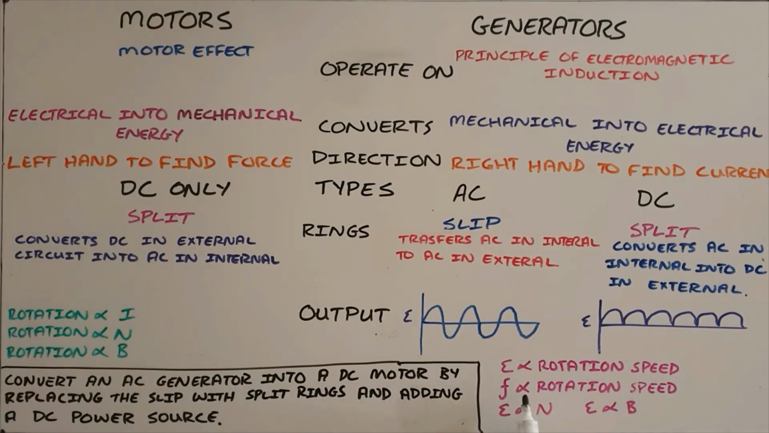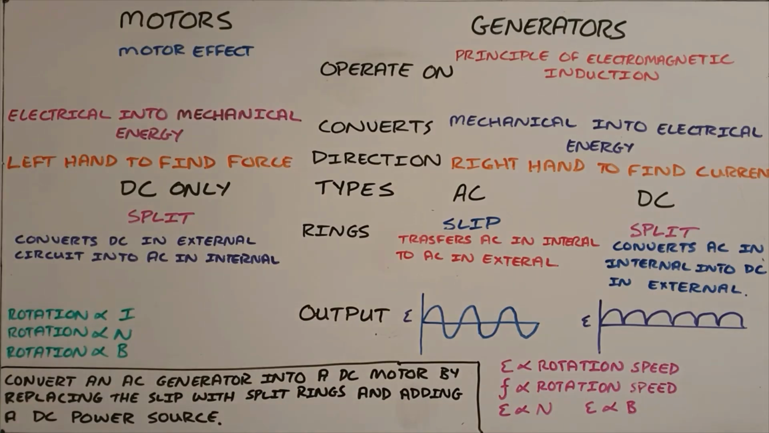The frequency is also directly proportional to the speed of the rotation, meaning that if the generator were rotated faster, the frequency and the induced EMF would increase. And the induced EMF is also directly proportional to the number of turns in the generator, or number of coils, and also directly proportional to the magnetic field strength. And then finally, the output from a DC motor would be that the rotation speed is directly proportional to the current, the number of coils, and the magnetic field strength.